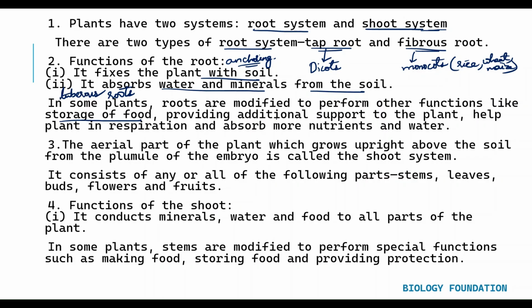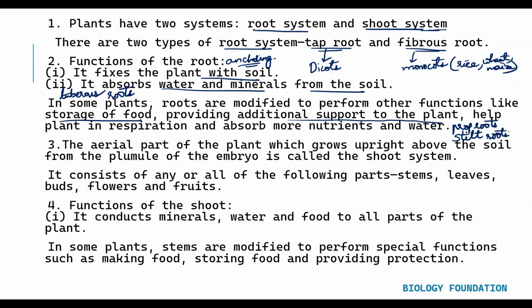They provide additional support to the plant. If you remember when we talked about the examples of banyan and maize, there the roots are modified to provide mechanical support to the plant. As seen in the case of banyan tree, we find prop roots, while in sugarcane and maize, stilt roots are found.